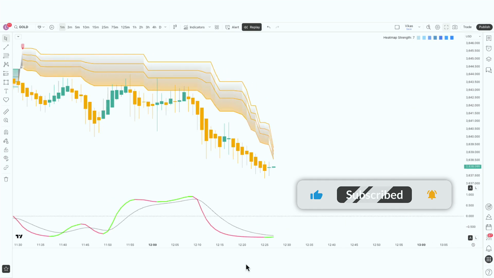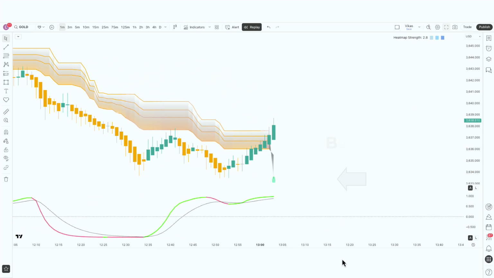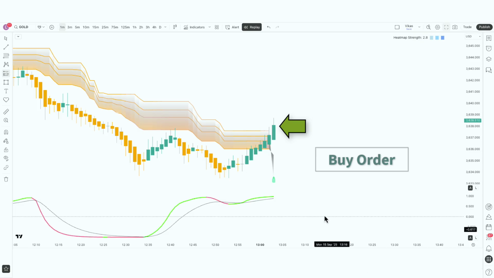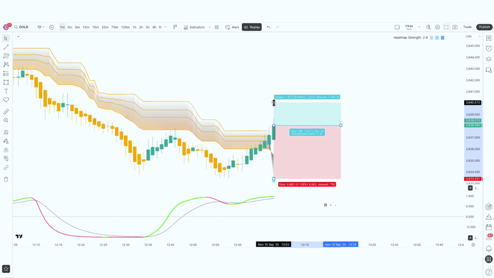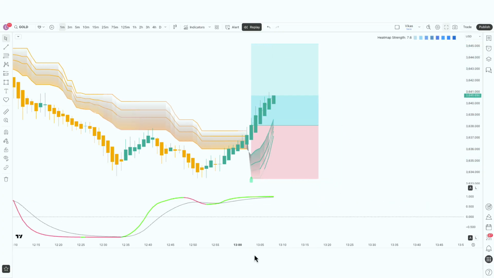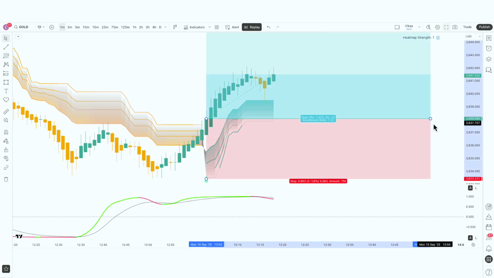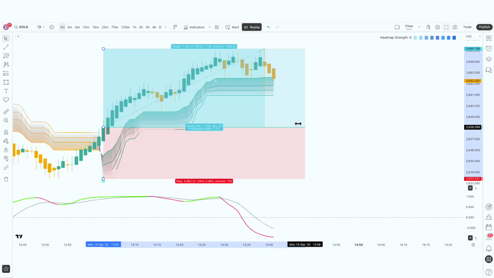Now our setup is ready. Let's see how we use these trading setups. When the heat map trailing circle of this indicator is buy signal, when the normalized smoothed should be green line, when the market forms a bullish candle. If this condition is fulfilled, then we will place buy order. Our stop loss is to be placed at the previous low of the market, and the risk to reward ratio will be 1 is to 1.5. The market has completely hit the target.